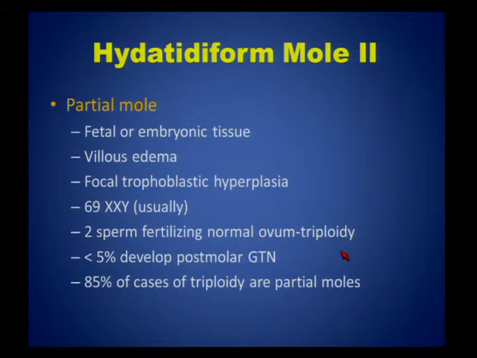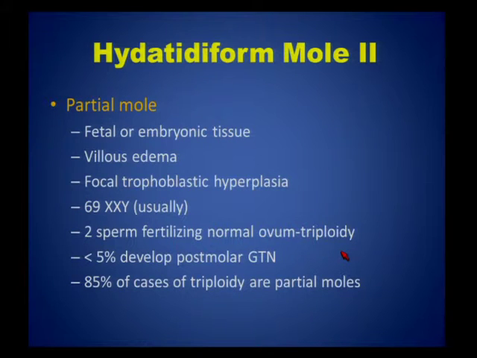Now, a partial mole is a little bit different. You oftentimes have fetal tissue or embryonic tissue. You may just have a gestational sac without any tissue there. You have villus edema, certainly, but the trophoblast is not entirely replaced. It's only focally hyperplastic. And the chromosomes usually are 69XXY, and we'll get into that in just a few minutes. And there are 2 sperm which are fertilizing a normal ovum, yielding 3 sets of chromosomes, or triploidy.